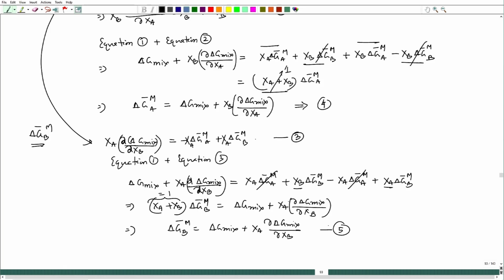Equations 4 and 5 we will now try to see how they are spaced on that free energy versus delta G mix plot. That we will do in the next lecture. Till then, thank you very much.